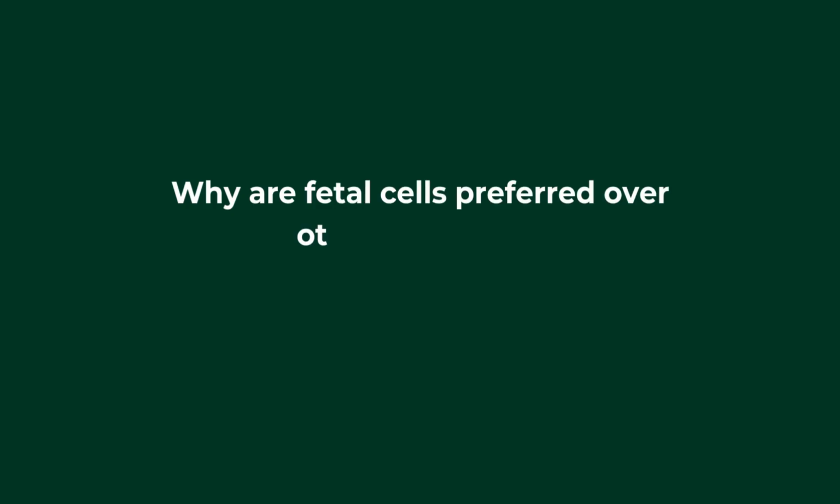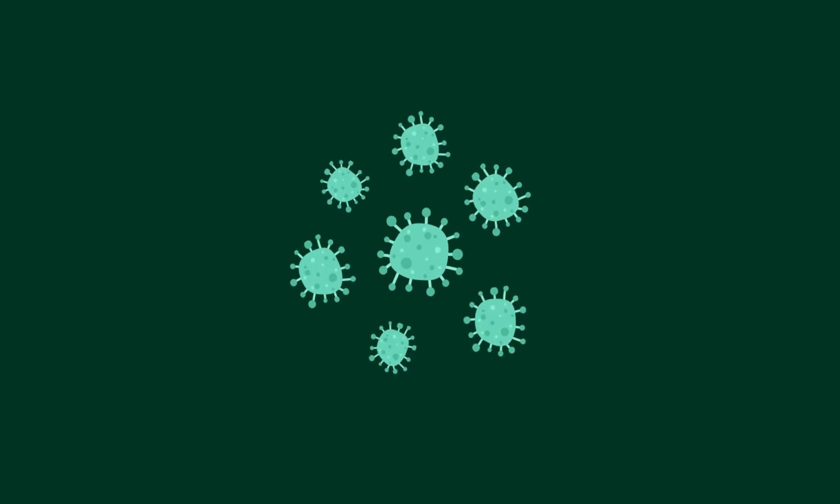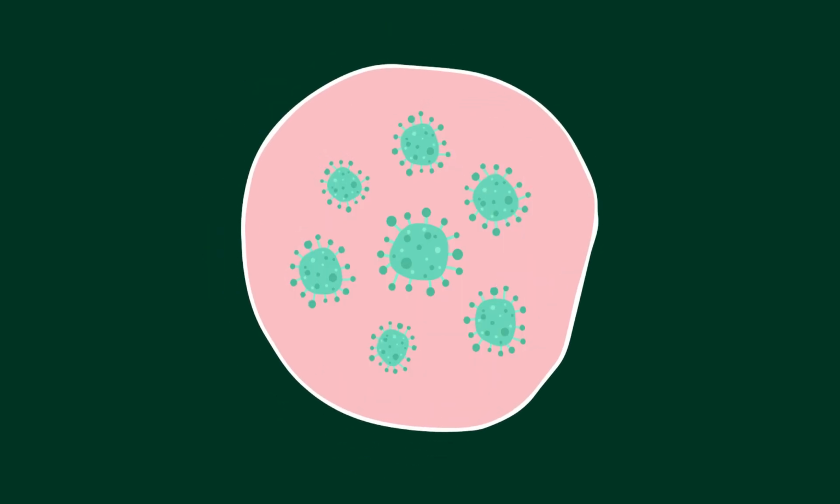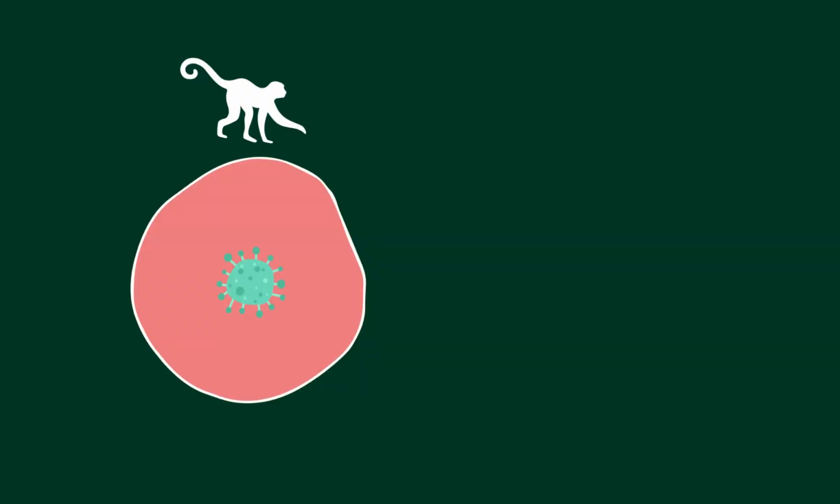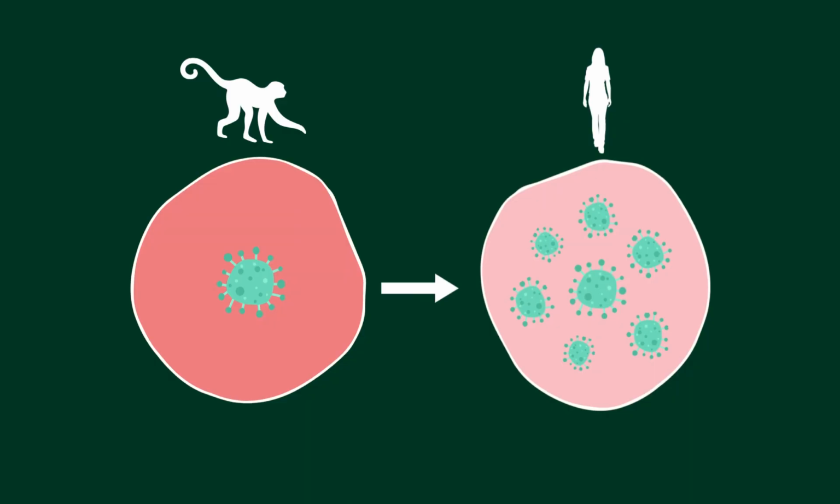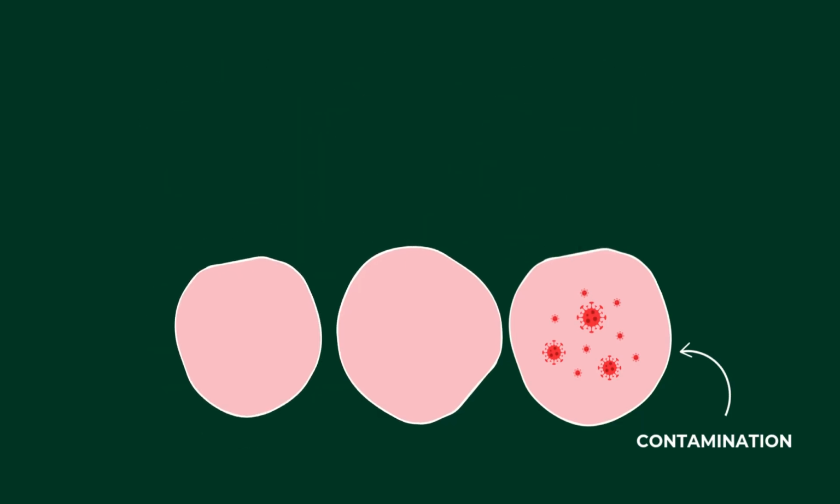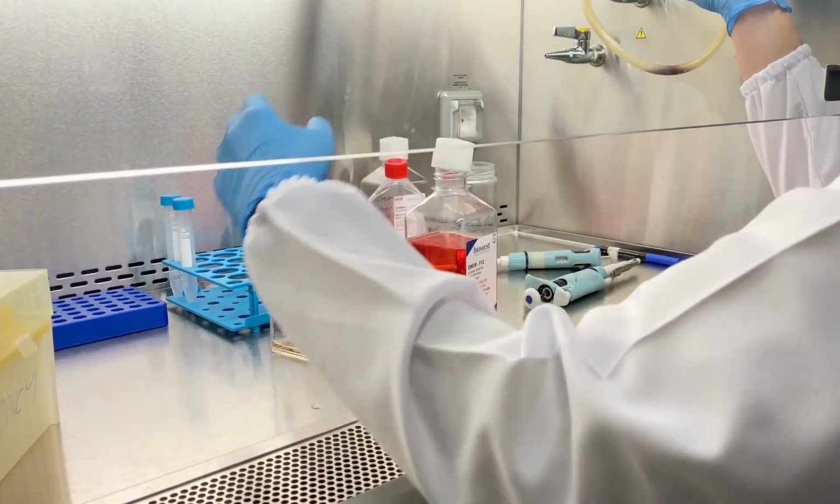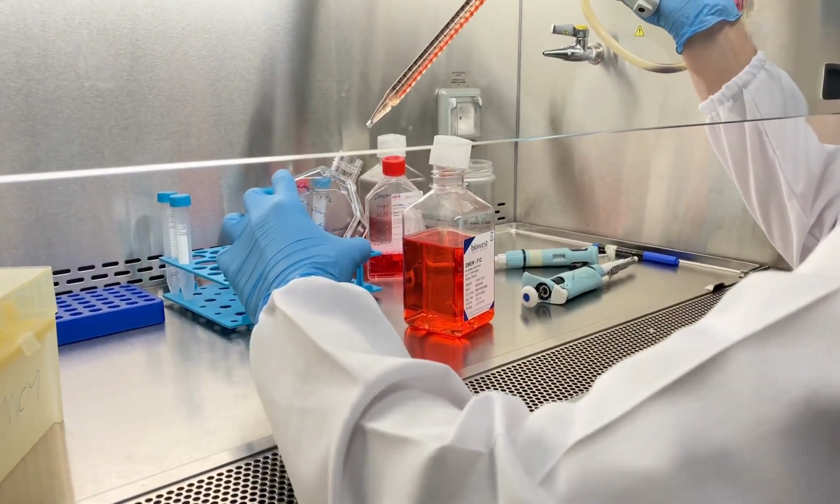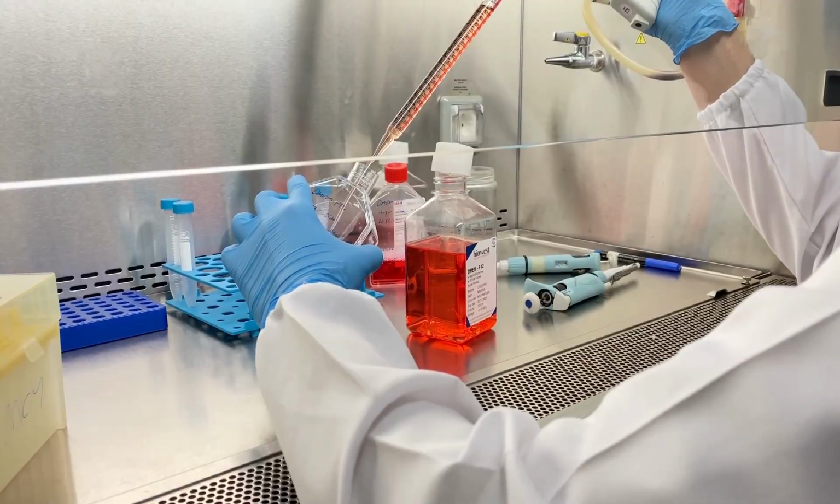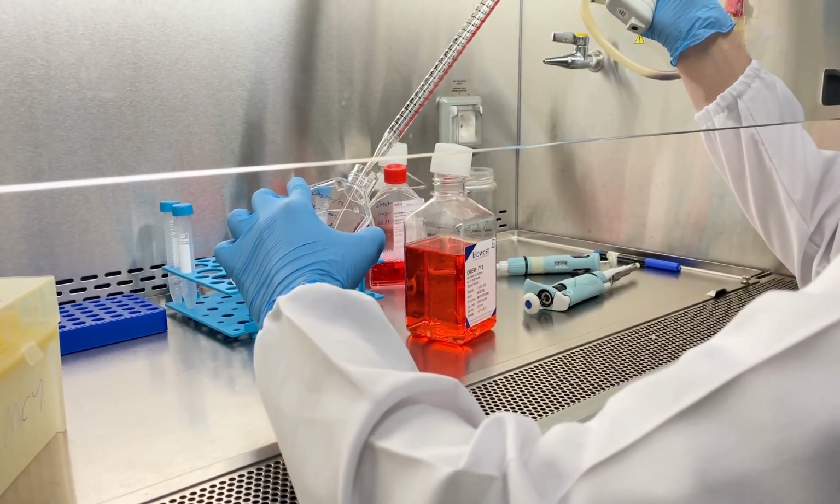Why are fetal cells preferred over other cell types? As mentioned previously, in order to grow a virus for a vaccine, it needs a cell to grow in. There are human viruses that don't grow well in animal cells, so we need to use human cells to grow the viruses. It's also important that the cell line is free of contamination with unwanted viruses, as mentioned in the example of contaminated cell lines earlier in the video. Fetal cells are isolated from a sterile environment, so the cells are much less likely to be infected with other viruses compared to cells obtained from people or animals.